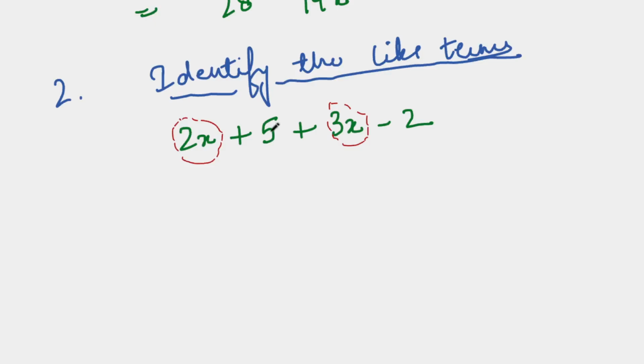And this 5 and 2, these are another pair of like terms. They both are constants, right? So we have identified our like terms here.